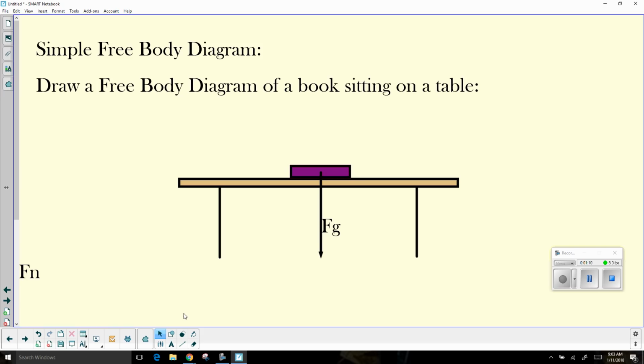From here on out, when we draw free body diagrams, we must include a box for the object, a vector, and a label for that vector indicating the appropriate force.